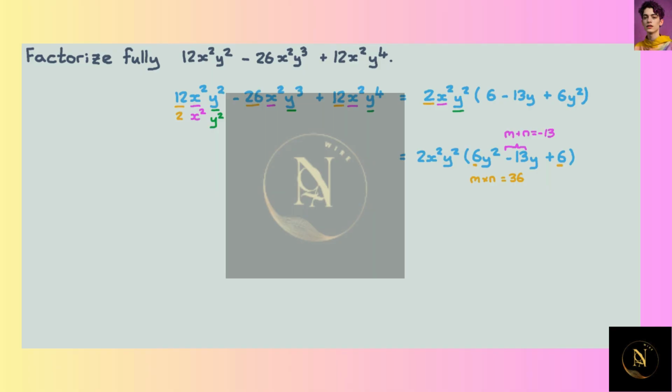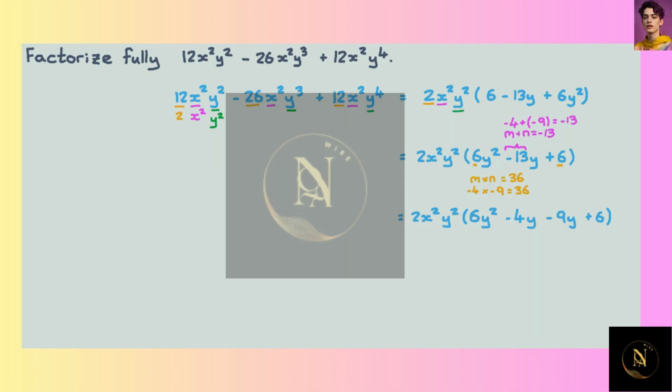To do this, we note that the quadratic is non-monic, so we want to find two numbers whose product is 6 times 6, which is 36, and whose sum is negative 13. By considering the factor pairs of 36, we can see that negative 4 times negative 9 is 36, and negative 4 plus negative 9 is negative 13. This allows us to apply factoring by grouping by using these two values to rewrite the y term.